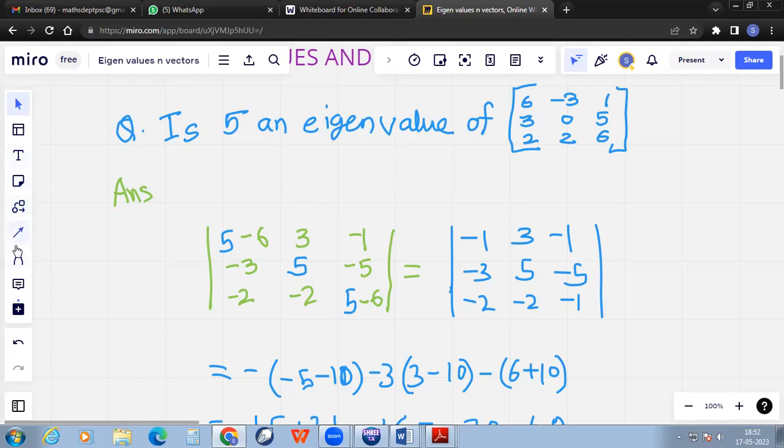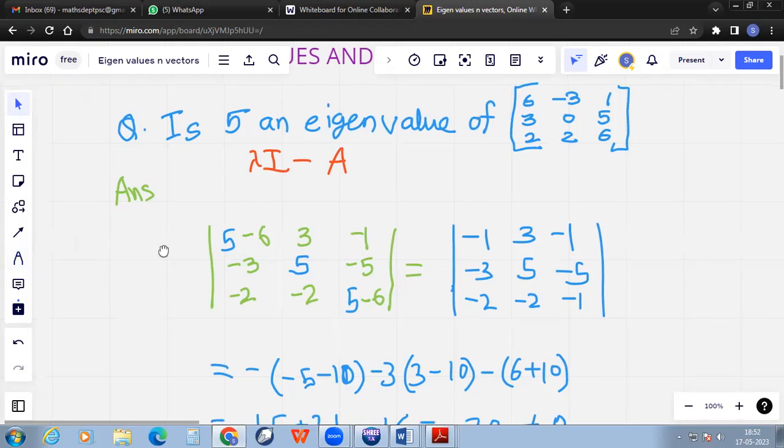The technique is, we construct a matrix lambda I minus A. This matrix we usually call the characteristic matrix. We'll come to it later. So this lambda I minus A, and we check its determinant. If the determinant happens to be 0, we say lambda is an eigenvalue. And if the determinant is non-zero, we say lambda is not an eigenvalue.